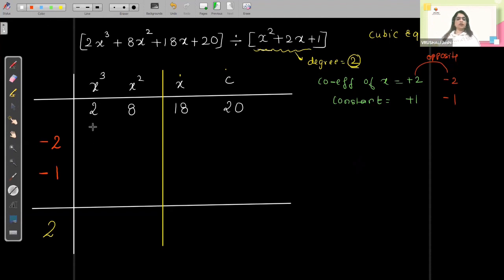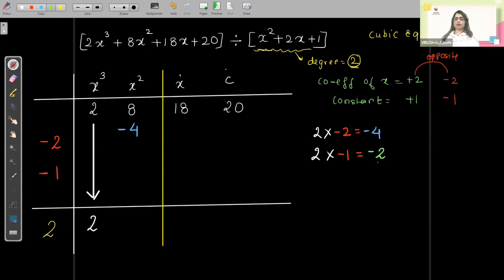Now, as we always do, we are going to take the first number down as it is, which is going to be 2. Correct? So you'll multiply this 2 first with the -2 part. So what is the answer here? Let's take another color. This is going to be -4. Correct? This -4 you will write here. And now you'll multiply this 2 with the -1. That will give you -2. This green color -2, we are going to write here.